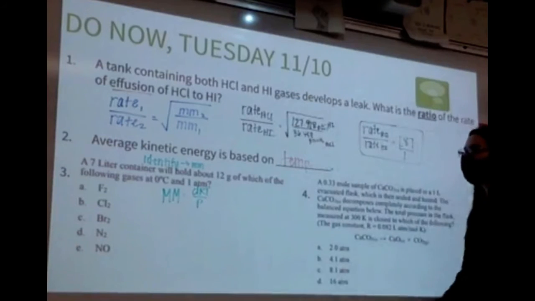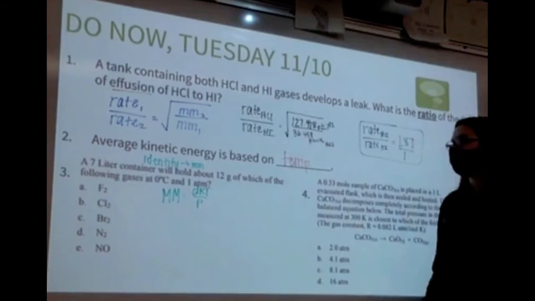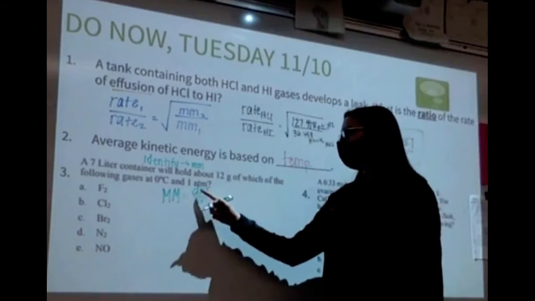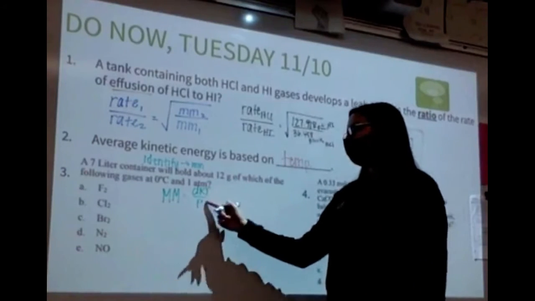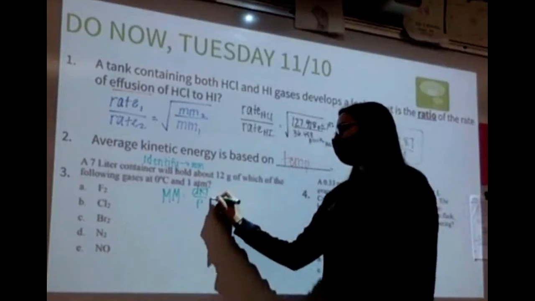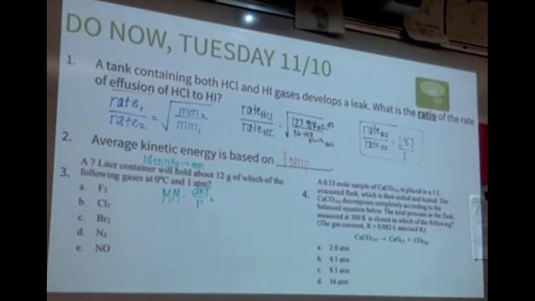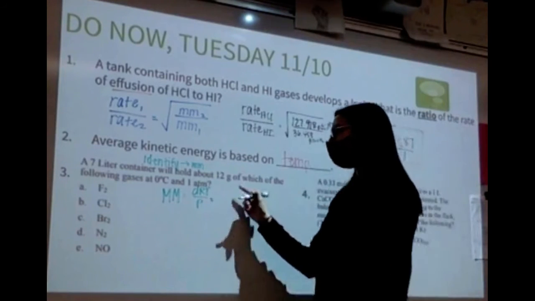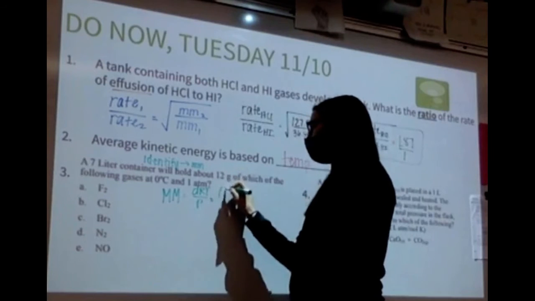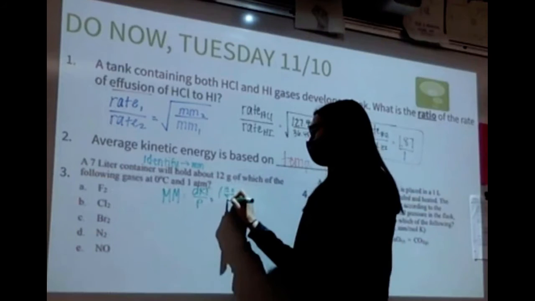To calculate the molar mass of a gas, dRT divided by P. So d is density, R is the gas law constant, T is temperature, which always has to be in Kelvin, and P is pressure. Density is always mass per volume. Density of gases is always grams per liter. So I have 12 grams, 7-liter container.